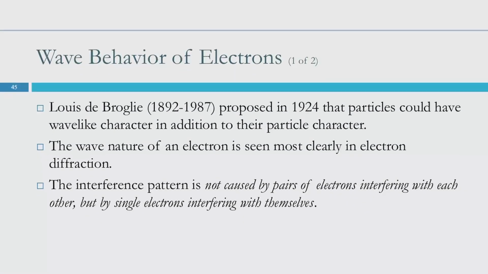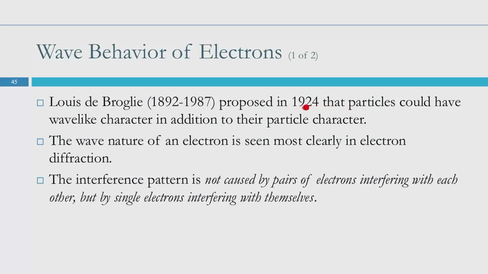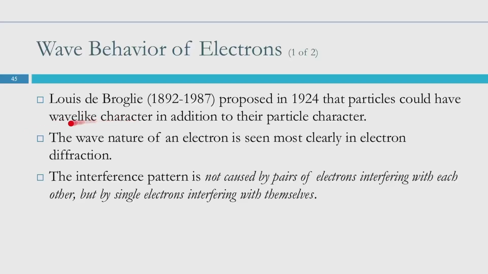Louis de Broglie proposed in 1924 that particles could have wave-like character in addition to their particle character. So they behave with the property of waves. They've got a wavelength.